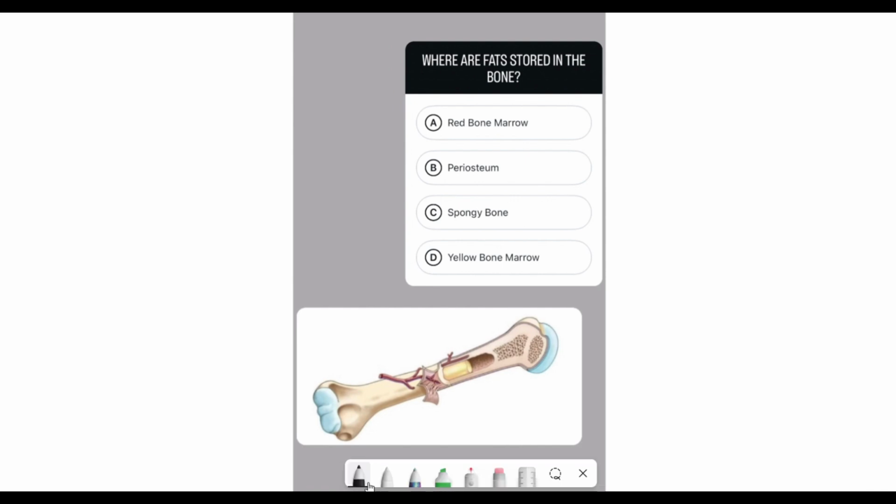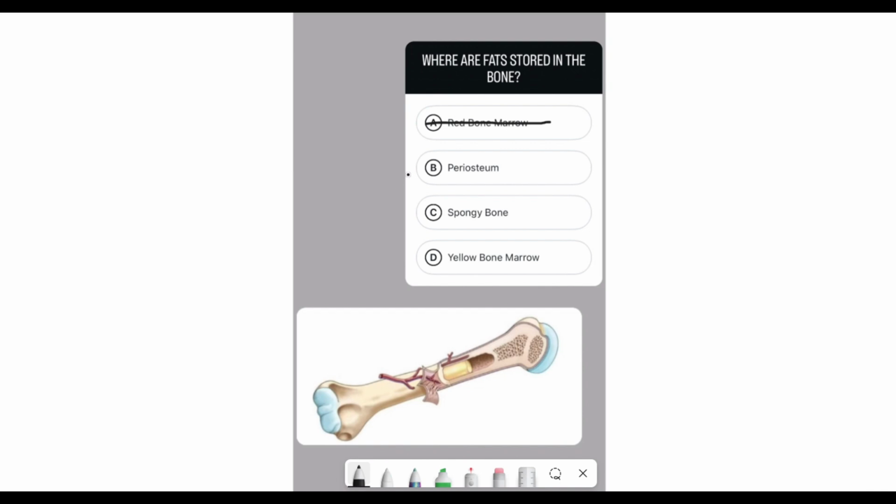Where are fats stored in the body? Well, we just answered this in the last question, so what do you guys think the answer is? Well, red bone marrow, remember we said, was hematopoiesis. That's going to be your blood cell production.